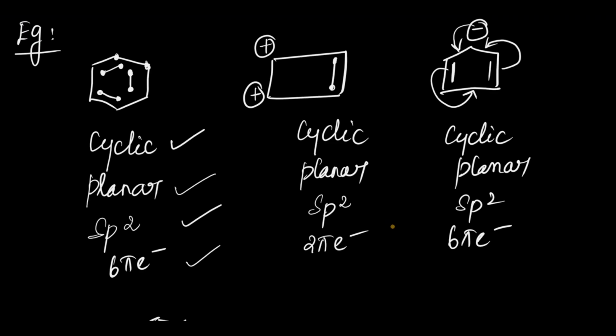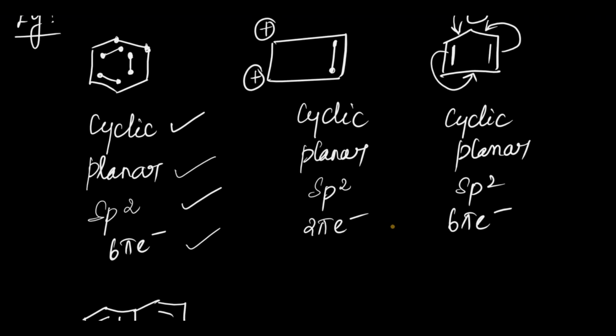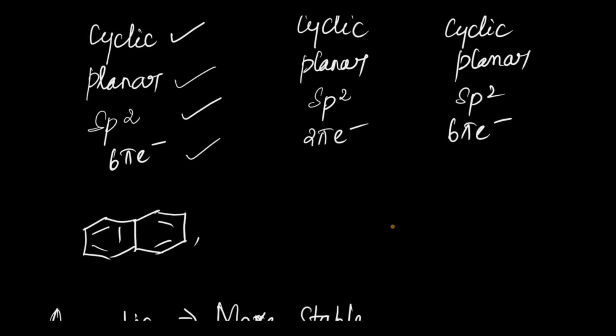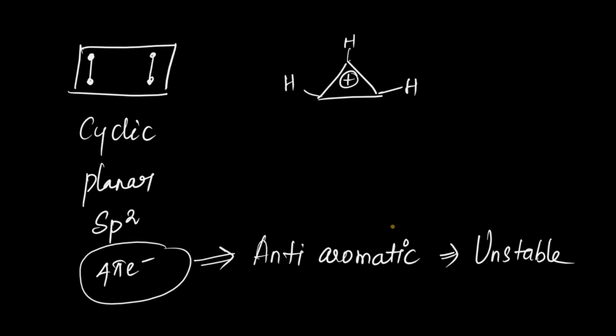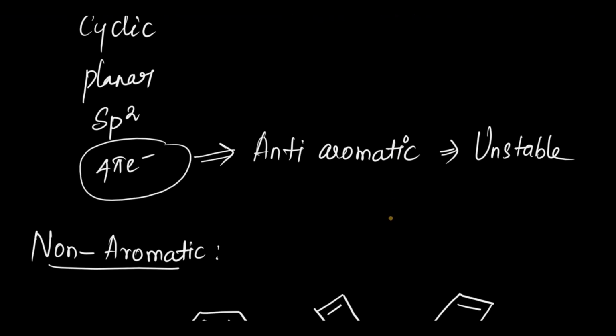Okay, what if it is not obeying this rule? We have two conditions. If it obeys cyclic and the conjugated pi system and everything, but it is not obeying this particular 4n plus 2 rule, and instead it is going with the 4n rule, then that is considered anti-aromatic, like you can see here. Anti-aromatics are less stable than aromatic compounds.